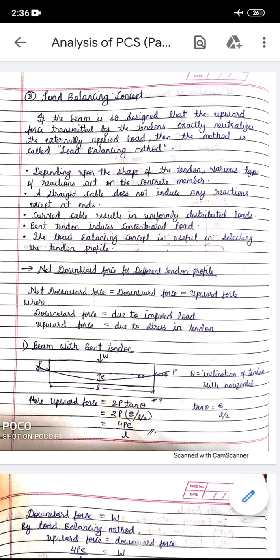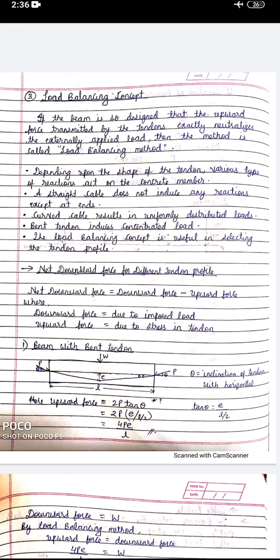Let us see. If the beam is so designed that the upward force transmitted by the tendons exactly neutralizes the externally applied load, then the method is called load balancing method. So I hope it is clear by this statement that in this method the objective is to design the beam in such a way that the upward force transmitted by the tendon exactly neutralizes the externally applied load. Okay, so this is the concept of load balancing method.